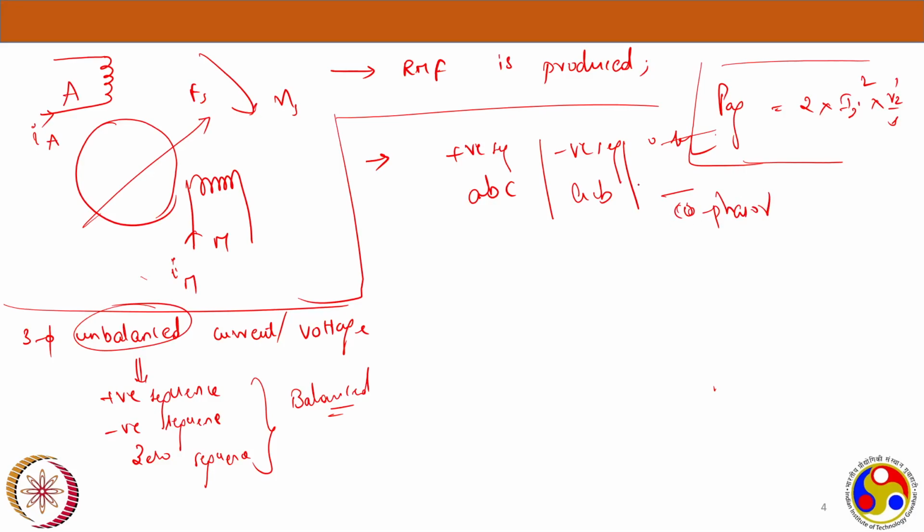Okay, these are co-phasors. Once you have the voltages, you can easily find the currents. You find the currents individually and then add them up, and you will get the resultant current.